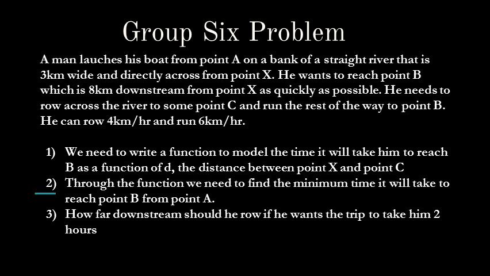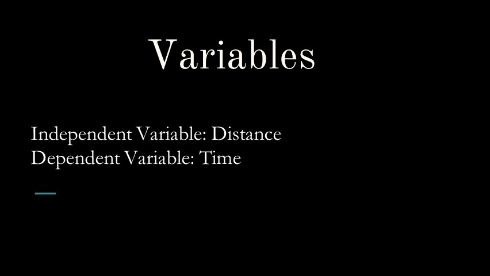So the questions that we need to figure out are, first, we need to write a function to model the time it will take him to reach B as a function of D. Second, through the function, we need to find the minimum time it will take to reach point B from point A. And to make sure our function works, we need to figure out how far downstream he needs to row if he wants to take a 2-hour trip to point B. The variables of this equation will be distance as the independent variable and time as the dependent variable.